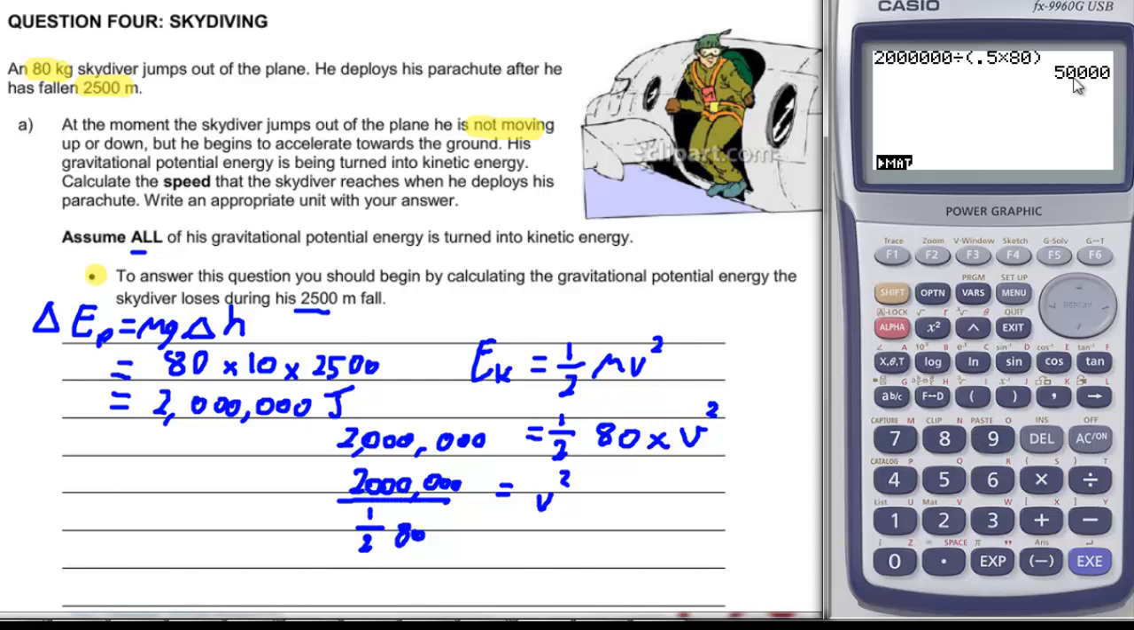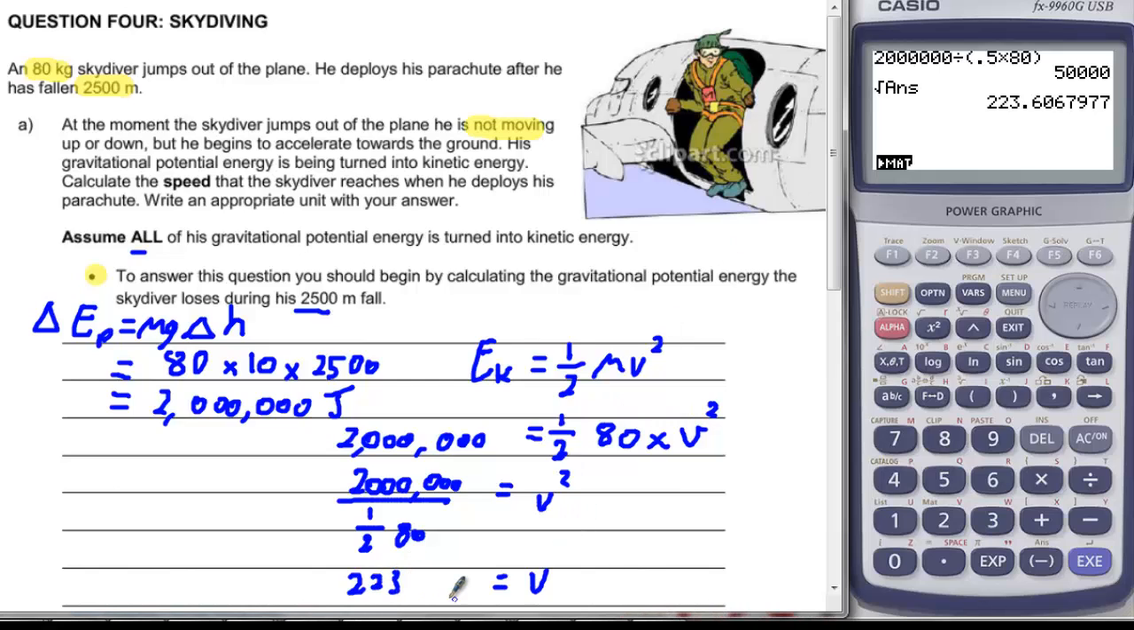But that says 50,000, which isn't that 223 we just got. So what haven't we done? We haven't square rooted it. Okay, so we need to square root it, so we can go shift, square root, shift, answer, and there we go. Our answer is 223, and the units are meters per second, m s^-1. Done.